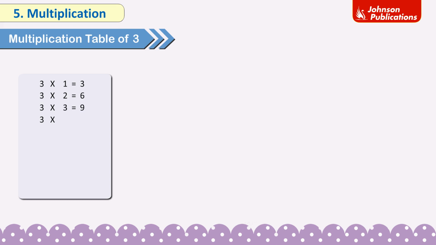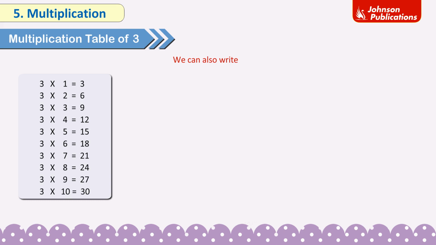3 times 4 equals 12. 3 times 5 equals 15. 3 times 6 equals 18. 3 times 7 equals 21. 3 times 8 equals 24. 3 times 9 equals 27. 3 times 10 equals 30.